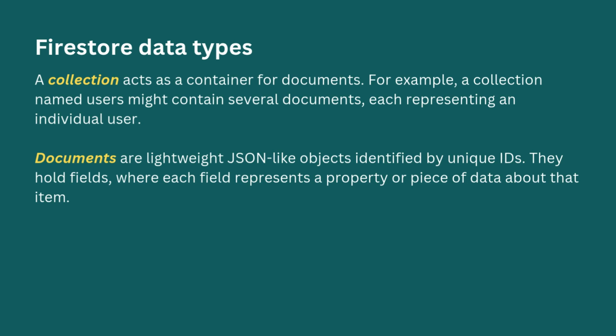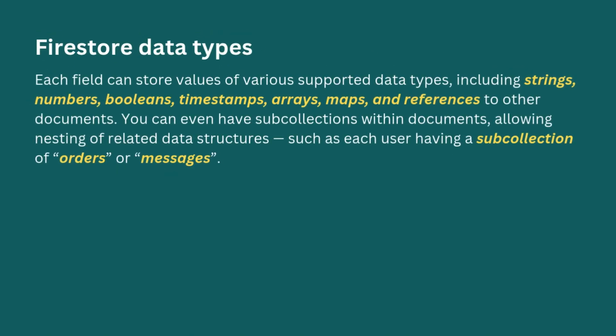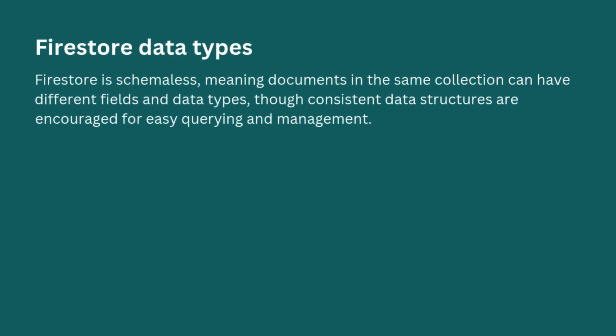Documents are lightweight JSON-like objects identified by unique IDs. They hold fields, where each field represents a property or piece of data about that item. Each field can store values of various supported data types, including strings, numbers, booleans, timestamps, arrays, maps, and references to other documents. You can even have subcollections within documents, allowing nesting of related data structures, such as each user having a subcollection of orders or messages. Firestore is schema-less, meaning documents in the same collection can have different fields and data types, though consistent data structures are encouraged for easy querying and management.